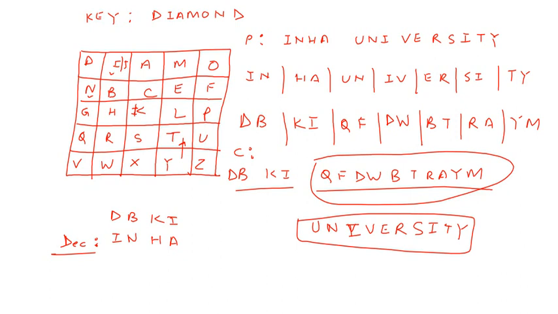We can write another example, like let's say the key is Jen and the plain text is Jez. So this is for your practice. You can encrypt this text using the key, and you can decrypt it also using the key.